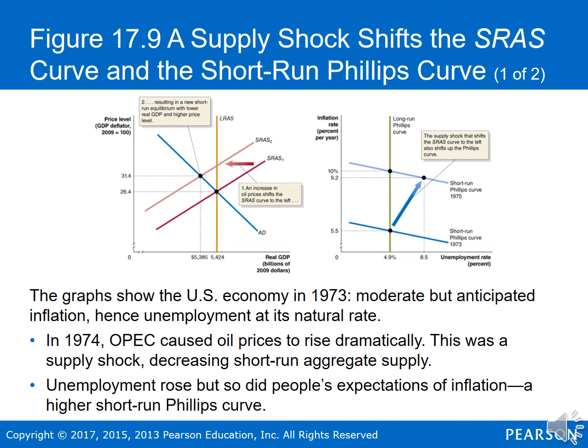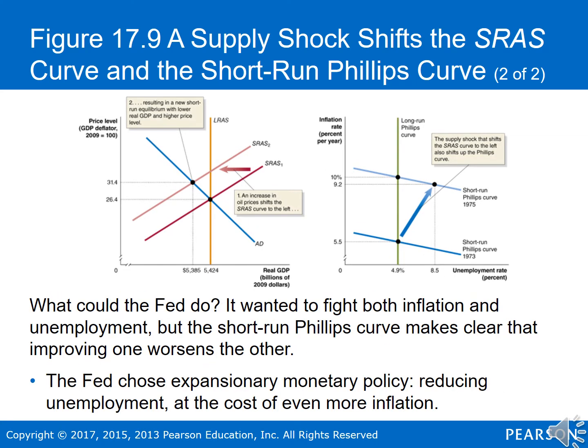You have a higher price level, so it's more difficult to pay for these goods and services. And also there's a higher unemployment rate, so you have people out of work. So the Federal Reserve was in a bind. It wanted to fight both inflation and unemployment, both bad things for the economy. But the short-run Phillips curve makes it clear to us that improving one only worsens the other.